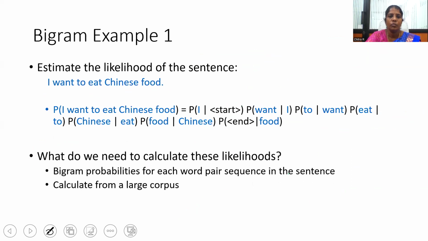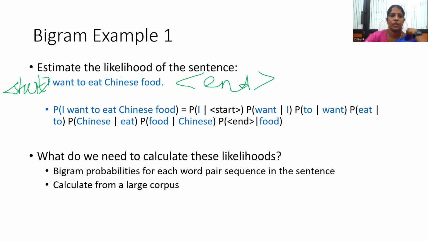Okay. One more example: estimate the likelihood of the sentence I want to eat Chinese food. How will you find this one? First, we should include the start symbol as well as the end symbol, whatever the sentence is. Then divide it into bigrams.